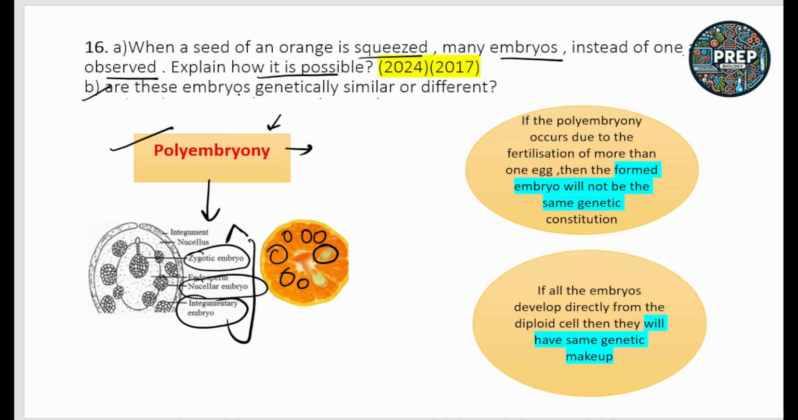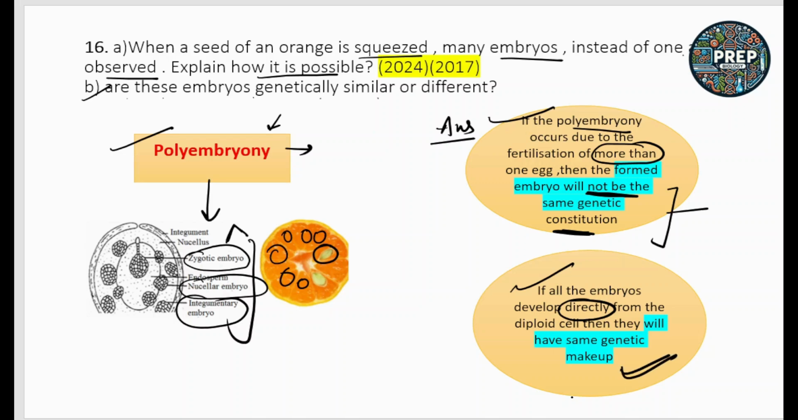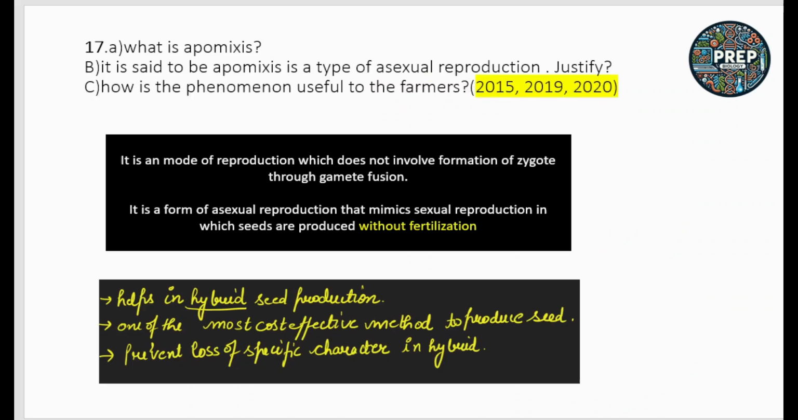Okay, are these embryos genetically similar or different? If the polyembryony occurs due to the fertilization of more than one egg, then the formed embryos will not have the same genetic constitution. But if all the embryos developed directly from the diploid cell, then they have the same genetic makeup. This is the answer. So polyembryony and apomixis, all these terms are very important.